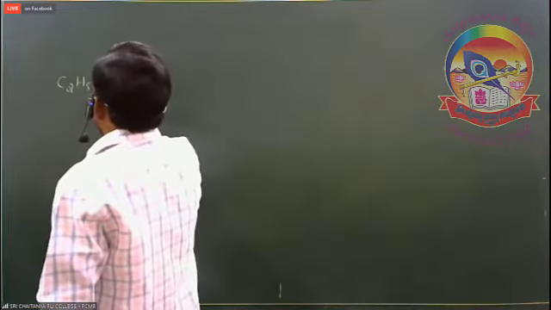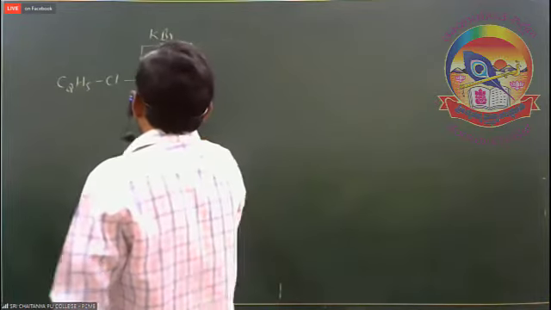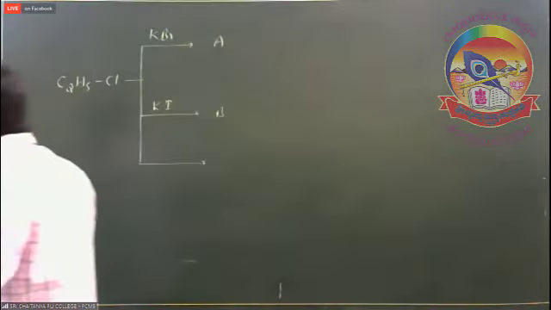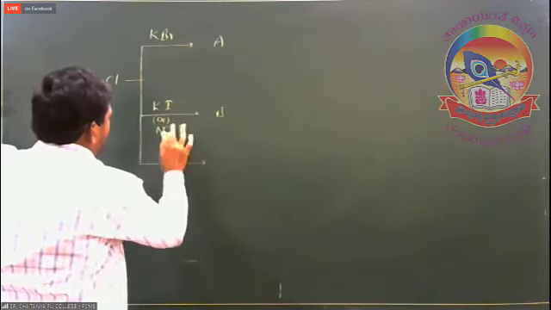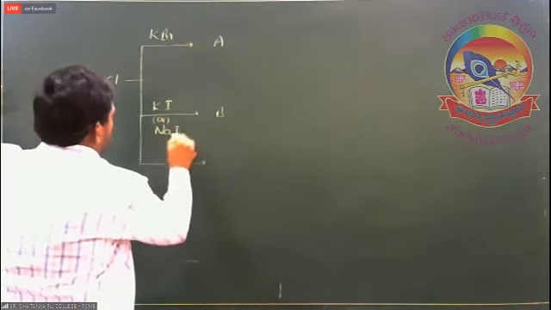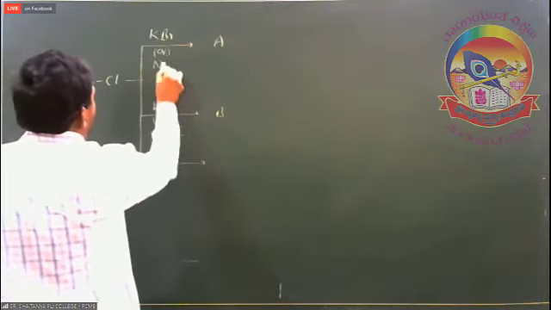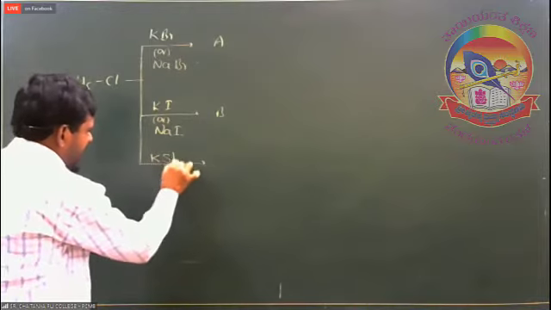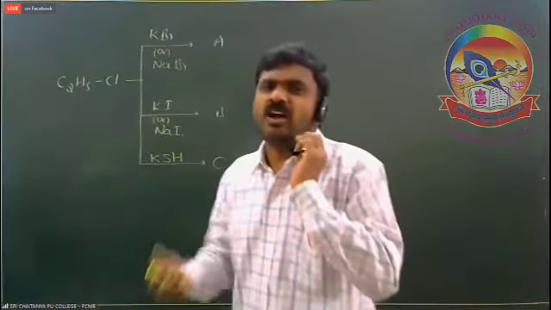This ethyl chloride, C2H5Cl, is treated with either sodium bromide or potassium bromide, and here the product formed is A. With KI or NaI, the product formed is B. Next, with KSH, the product formed is C. So these are the types of conversions.